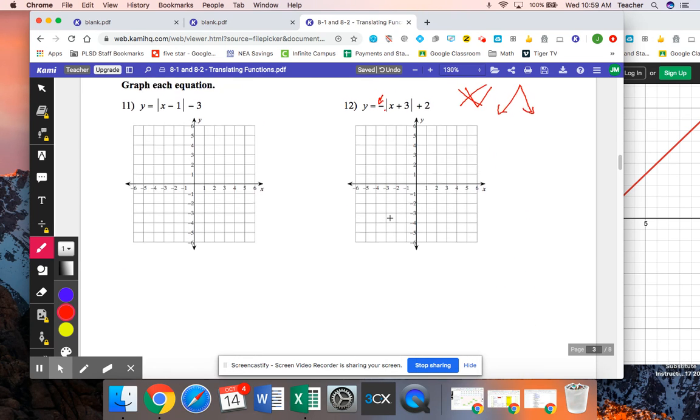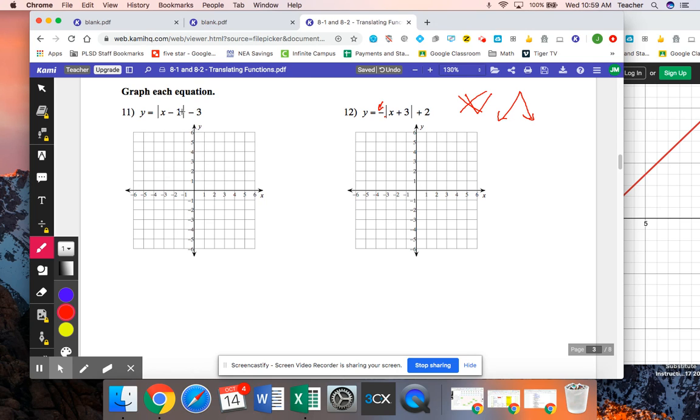Just so you see that it's the same, let's jump down and do one or two of these down here. These are absolute value. These are going to be V's. Again, you start at 0, 0. This thing right here tells you go to the right 1. This thing right here tells you go down 3. So you go here, there's your new vertex. Your V should go upwards because it's positive, so just draw me a V. Over here, I already mentioned that there's a negative, so it's going to be a downward V. This tells you to go to the left 3 because it's opposite on the inside, and this tells you to go up 2. So left 3, up 2, there's my new vertex, and it should go downwards.